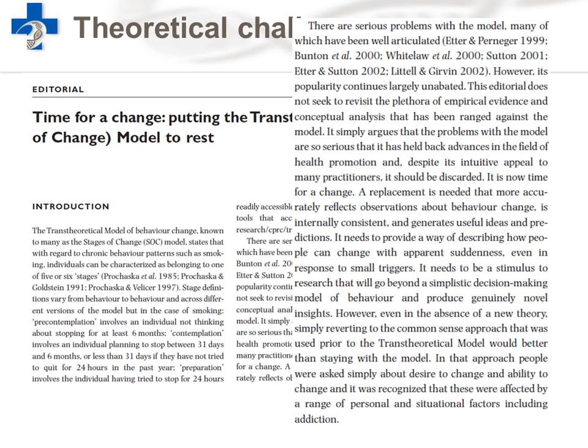It needs to provide a way of describing how people can change with apparent suddenness. So it basically was arguing that, and they cite evidence that there are theoretical problems with it. If you look at systematic reviews, trials that compare trans-theoretical model-based interventions versus non-trans-theoretical model-based interventions, there's no difference.